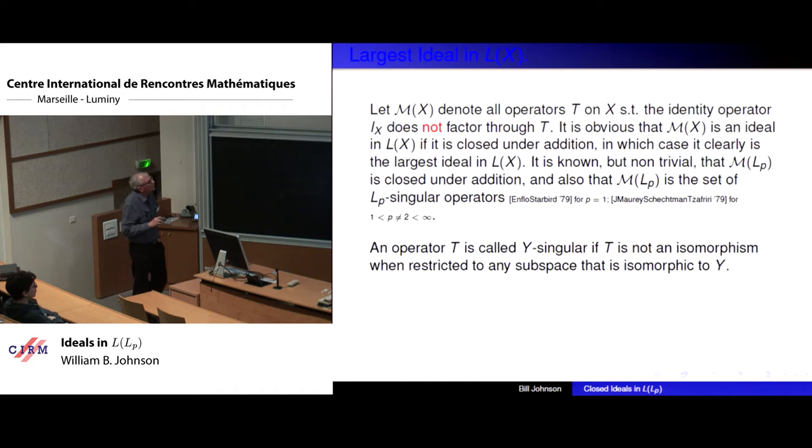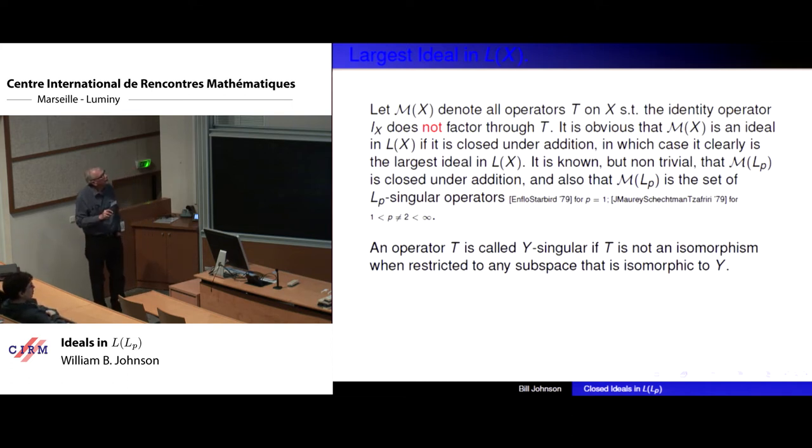Now, when you're talking about L_p, the M of X actually is an ideal. It's closed under addition. That's actually not at all trivial. It was proved by Enflo, Starbird for p equals 1, and Gideon Schechtman, Bernard Maurey, Lior Tzafriri and myself for the other values of p.